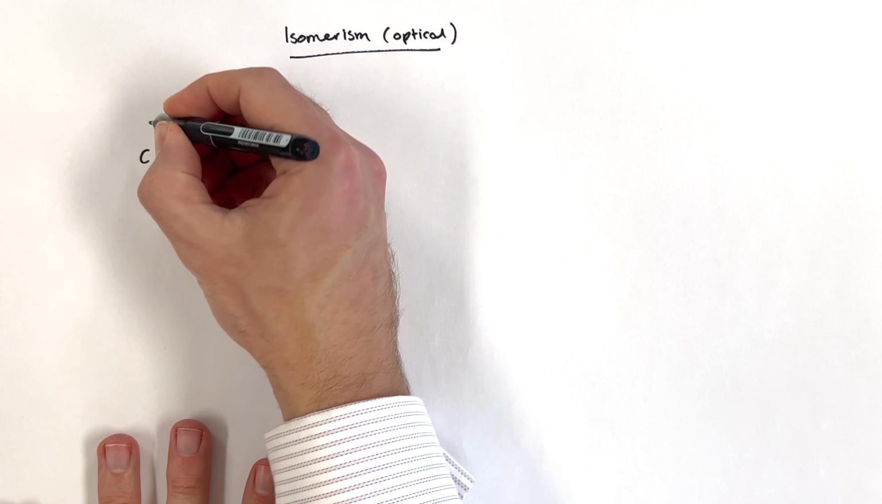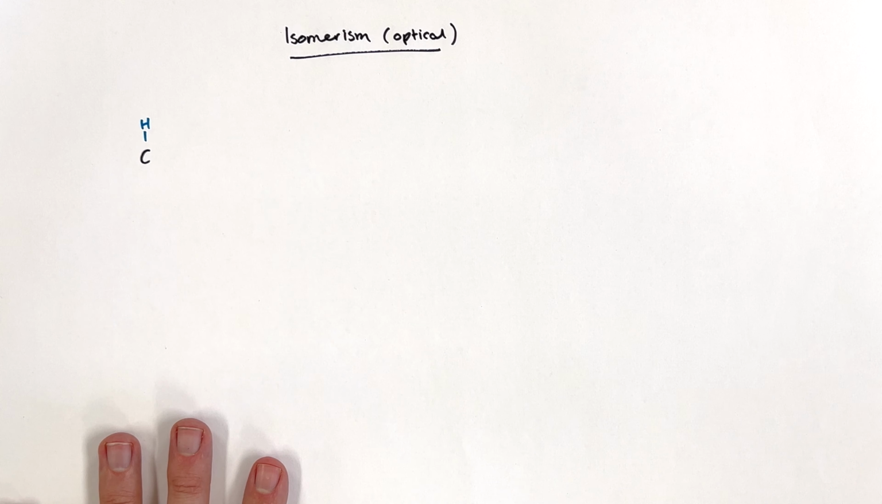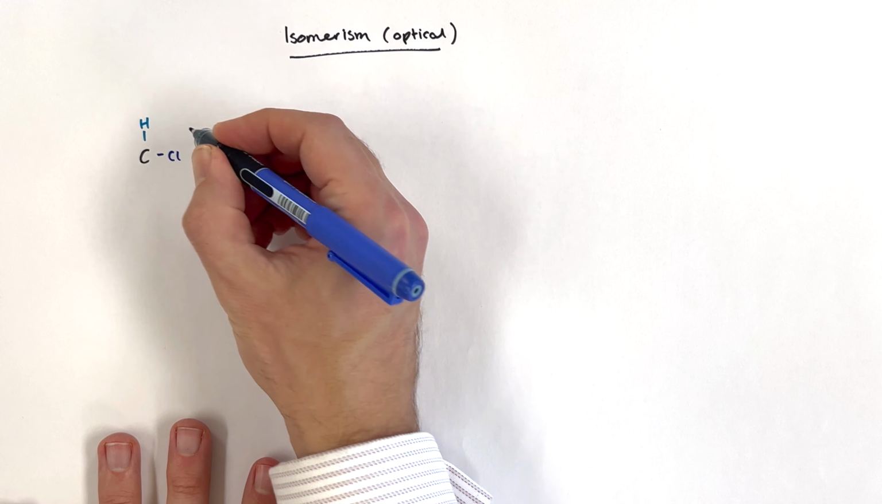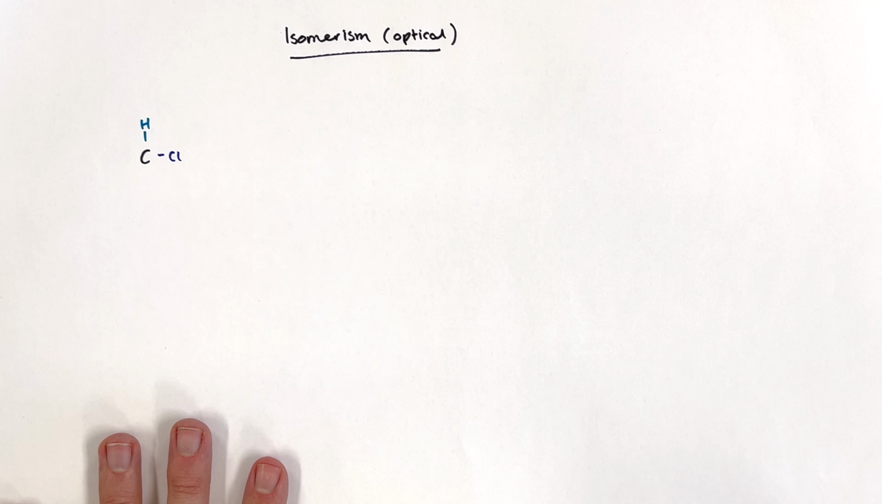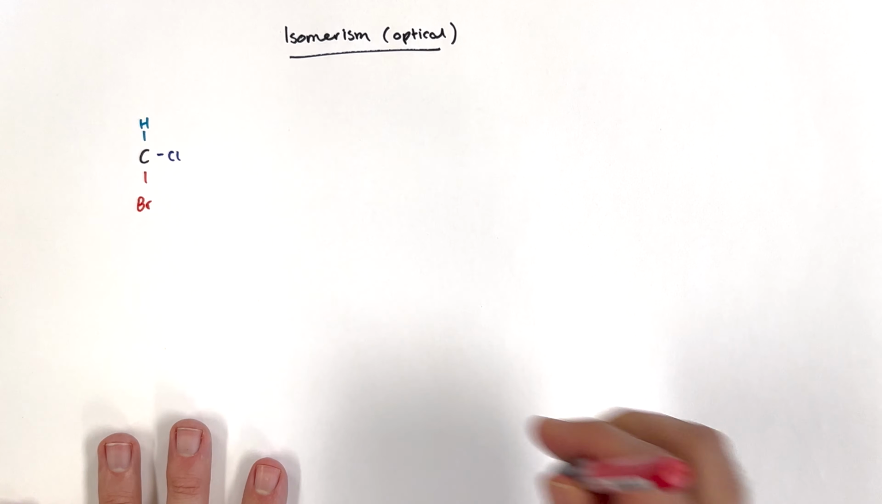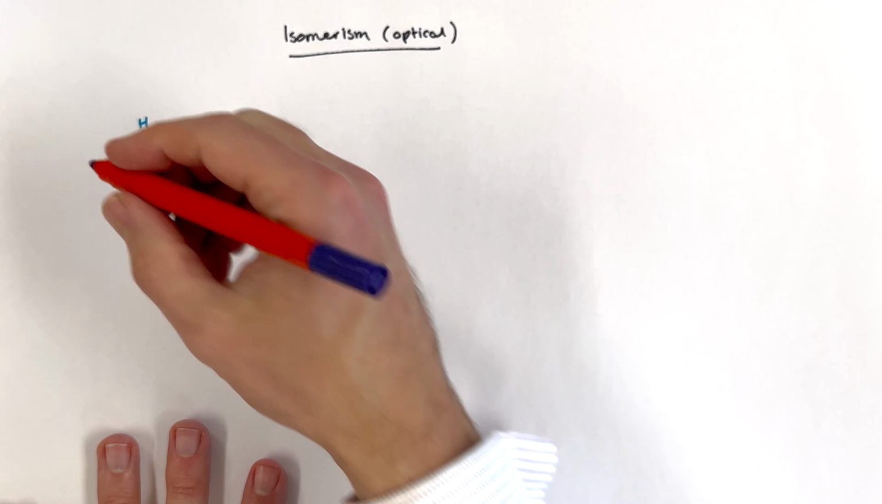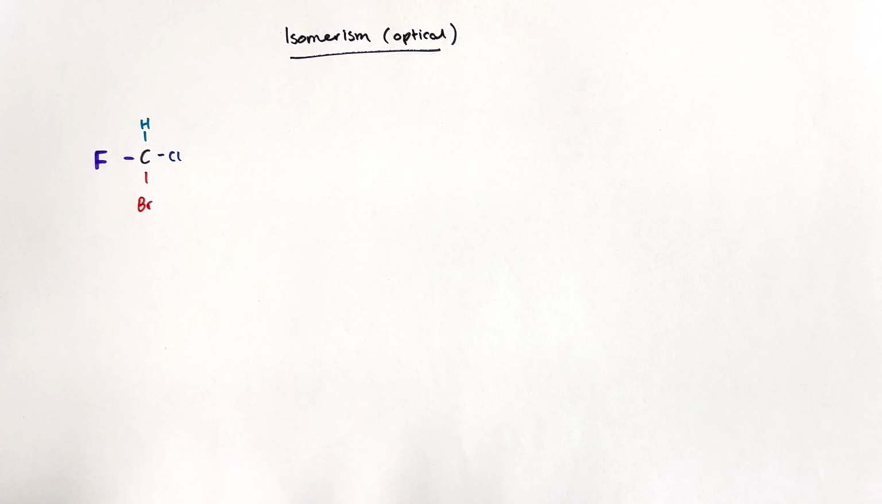Now let's have a look at some examples of optical isomers. So let's draw this first molecule here. We've got carbon in the center. We've got hydrogen. I will place a chlorine on here. We will also have a bromine attached. And we have to have another group here that's different. So we'll place fluorine on this molecule.